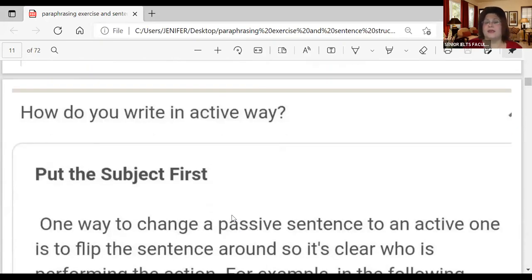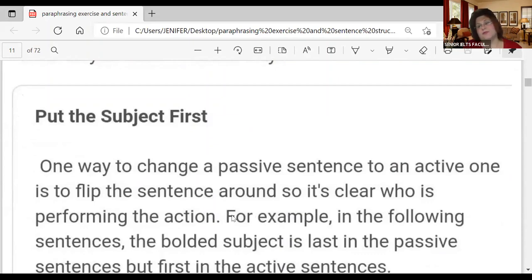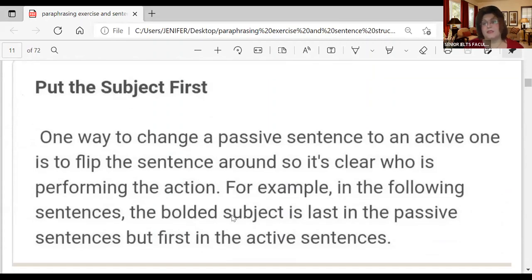How do you write in active way? Put the subject first. A very simple formula. One way to change a passive sentence to an active one is to flip the sentence around, so it's clear who is performing the action.